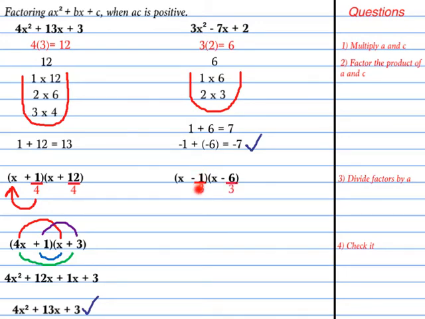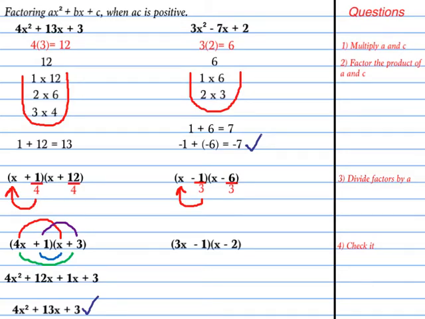Now, 1 does not divide by 3 evenly, so that 3 is going to go up and be a coefficient of my x. And that'll give me 3x minus 1 for my first term. Next, 6 divided by 3 is a negative 2, so it would be x minus 2.